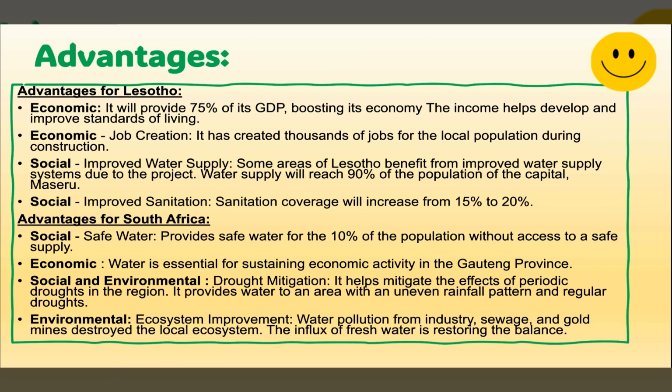And it's also helped improve sanitation. Being an LIC, sanitation was not that high. Sanitation coverage increased from 15 to 20%. That 5% seems small, but it will be large in a country like Lesotho. Socially, it provides safe water to 10% of the population without access to safe water. Economically, in South Africa, it's good for economic activity in the Gauteng province and industry and energy. Socially and environmentally, it helps drought. And environmentally as well, it's going to improve the ecosystem.